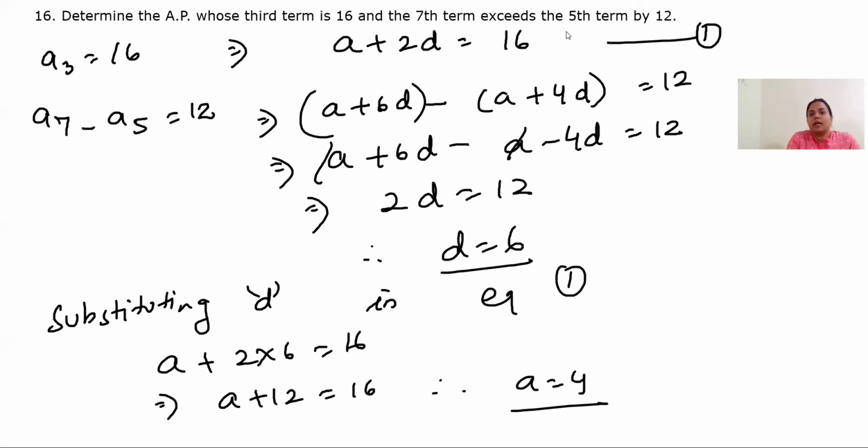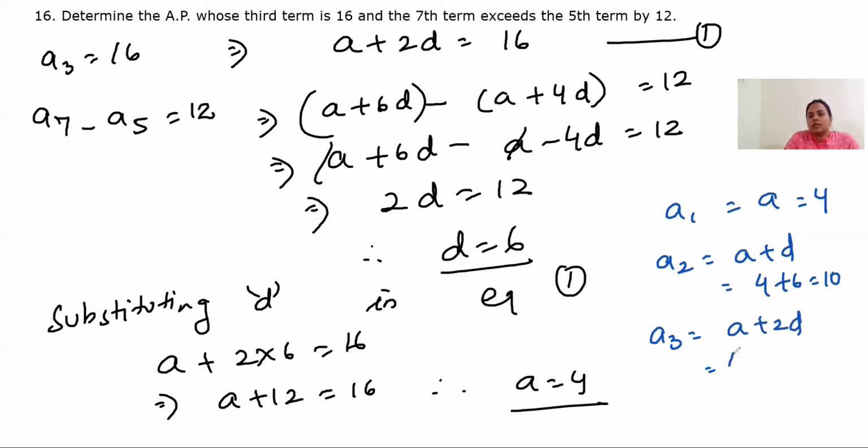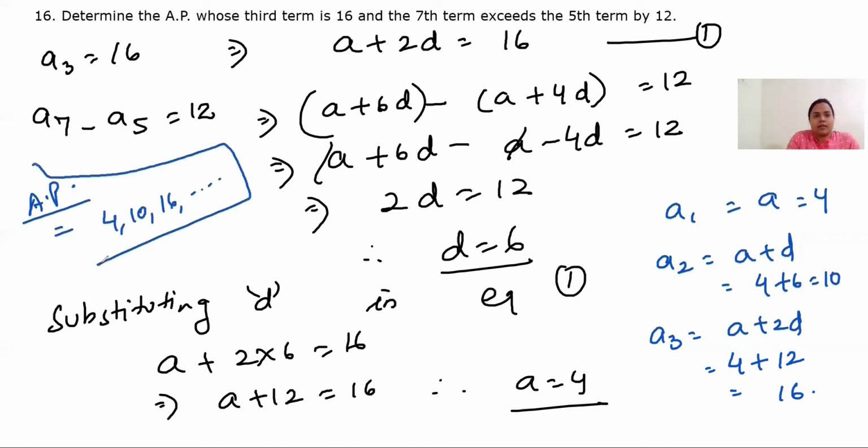We have to determine the AP. So in that case, a1 is A, that is 4. a2 is A plus D, 4 plus 6, that is 10. a3 is A plus 2D, that is 4 plus 12, that is equal to 16. So our AP is 4, 10, 16, and will go on like that. Clear? So whenever they ask us to determine the AP, we find the first 3 terms.